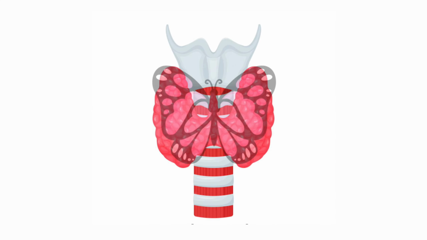Good morning everyone. Today we are going to learn about the thyroid gland. The thyroid gland is a butterfly-shaped gland located in our neck just below the larynx.